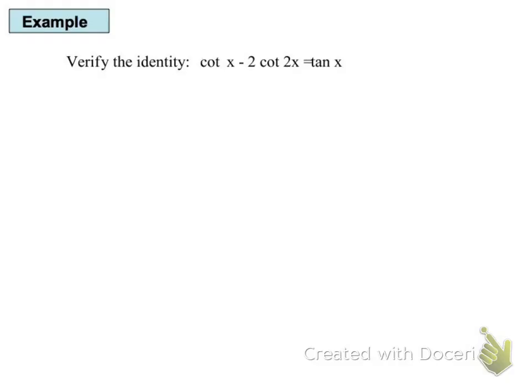Let's take a look at an identity example for verifying an identity where we have a double angle. The double angle formula is important whenever you have an angle that is different than the others. In order to do this verification, we need to convert this inside angle to x. So we can't have 2x on the inside.